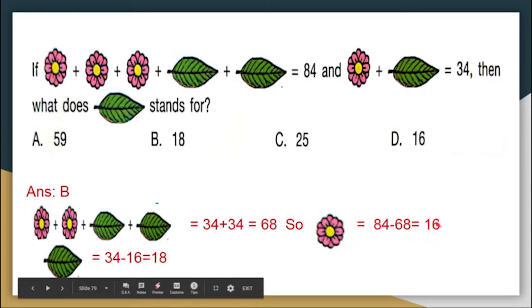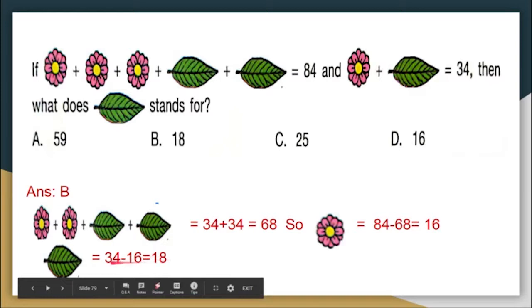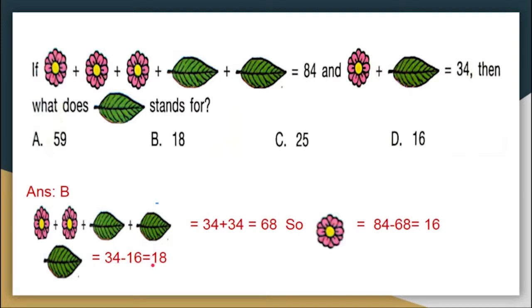Now that I have got the value of 1 flower, see, I know 1 flower plus 1 leaf is 34 and 1 flower is 16, means what will the leaf be? The leaf will be 34 minus 16, which is equal to 18. The correct answer here for this question will be option B.